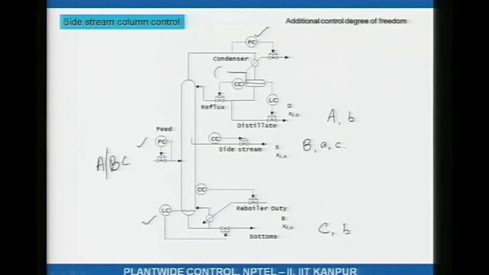What should probably be done is control the level using reflux, because reflux is the larger stream, and then you control the composition this way. Okay. So, how much reboiler duty, how much steam are you putting? Well, if the amount of impurity, which is B, in the bottom stream is increasing, you increase the reboiler duty. What that would do is the B that is falling down won't fall down, right.